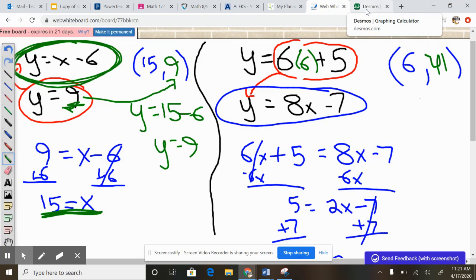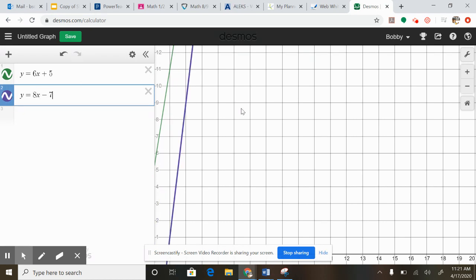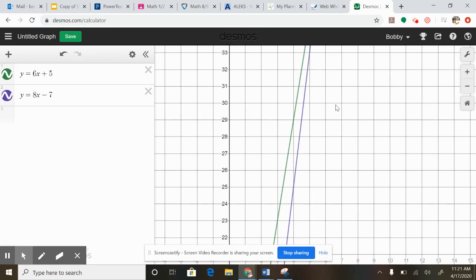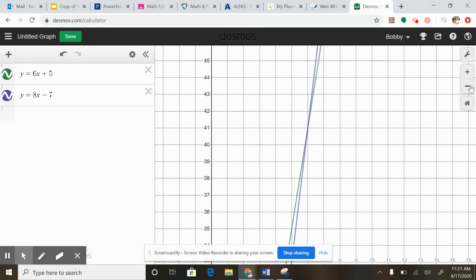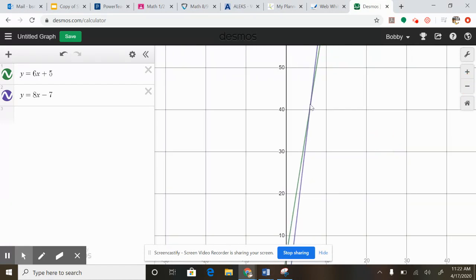So this was y equals 6x plus 5. And y equals 8x minus 7. So it ends up going way up here. Let's see. Pretty far away from the origin, but the spot where they intersect is (6, 41). So that is the spot where both equations have the same solution. The x value is 6 and the y value is 41.